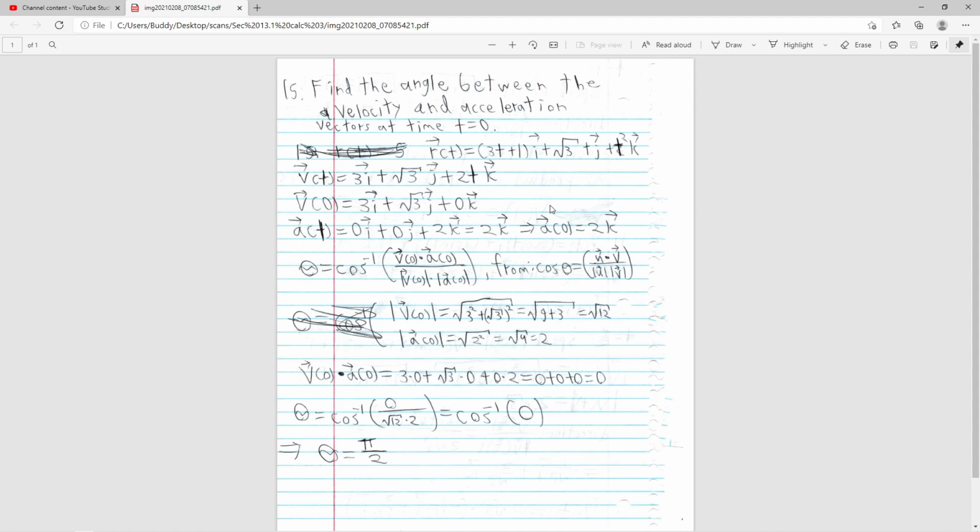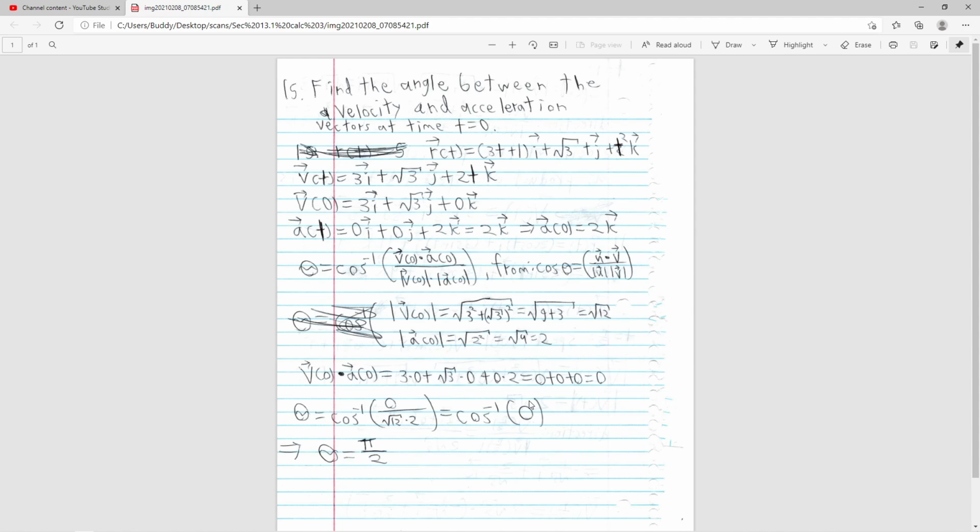So we have a pretty simple equation, and we use cos θ = (u · v) / (|v||u|). If we want the angle, it's the inverse cosine of the dot product of v(0) and a(0), divided by the magnitude of v(0) times the magnitude of a(0). Simply put, it's easy to find these magnitudes. The magnitude of v(0) is the square root of 3 squared plus √3 squared, which is 9 + 3, equal to √12. And the magnitude of a(0) is just √(2 squared), which equals 2.